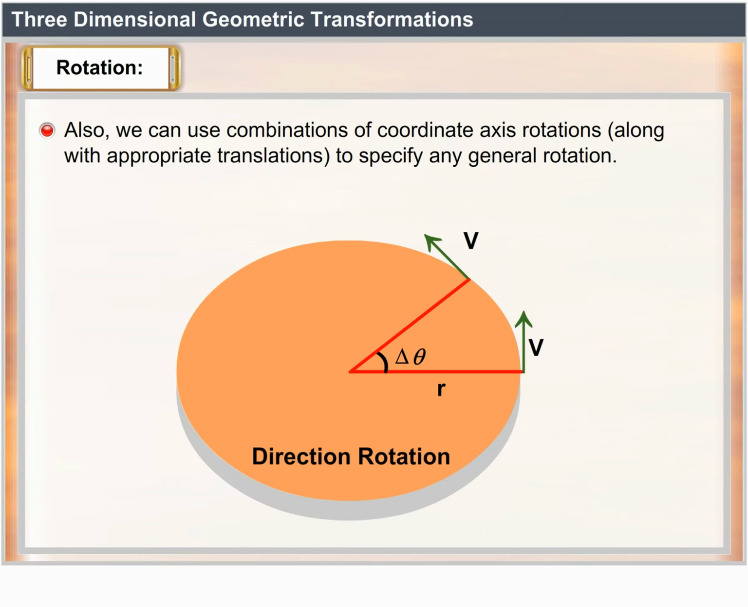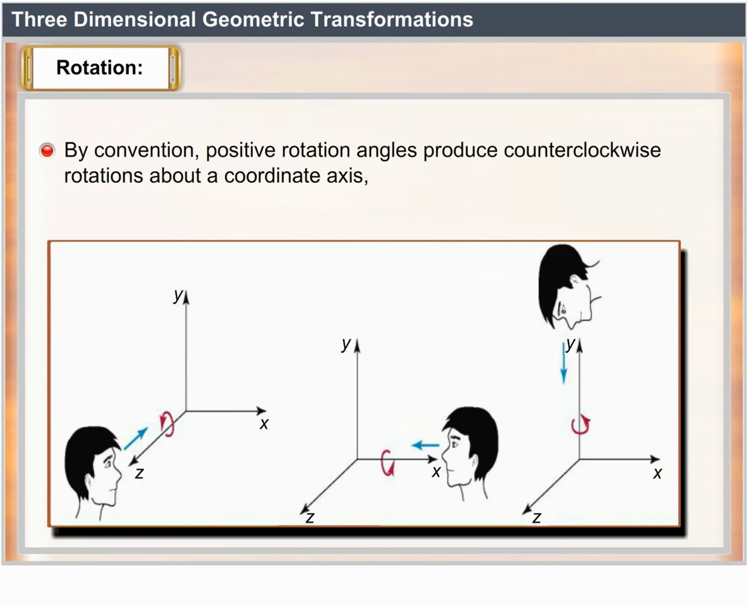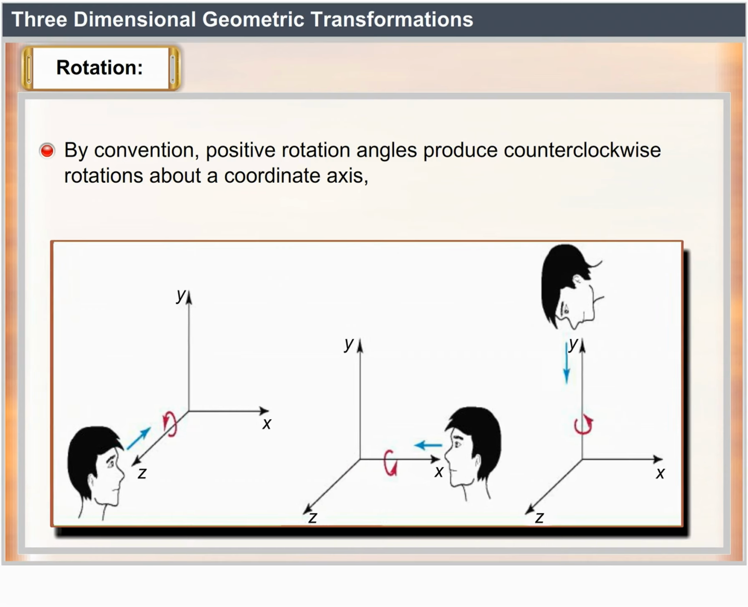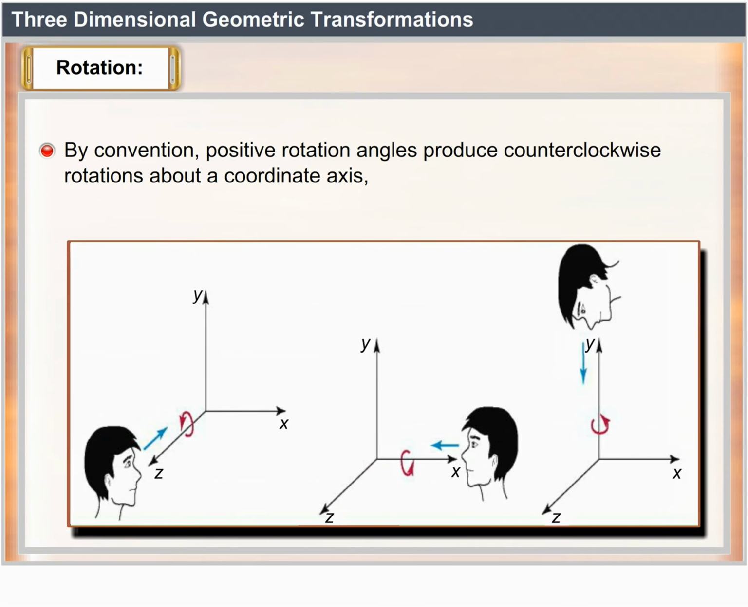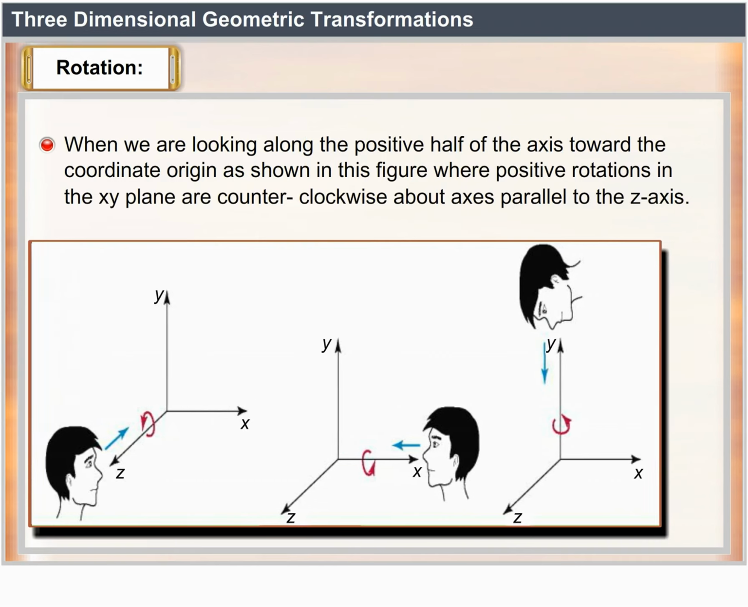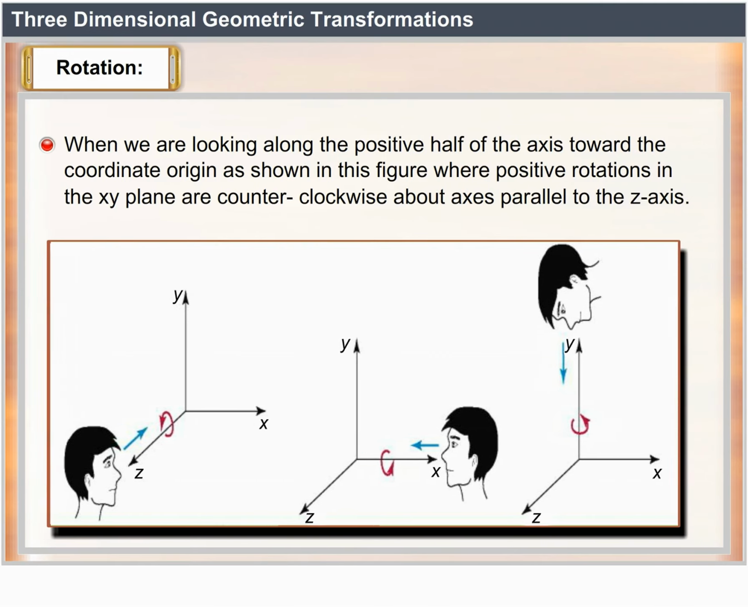By convention, positive rotation angles produce counterclockwise rotations about a coordinate axis if we are looking along the positive half of the axis towards the coordinate origin, as shown in the figure, where positive rotations in the xy plane are counterclockwise about an axis parallel to the z-axis.